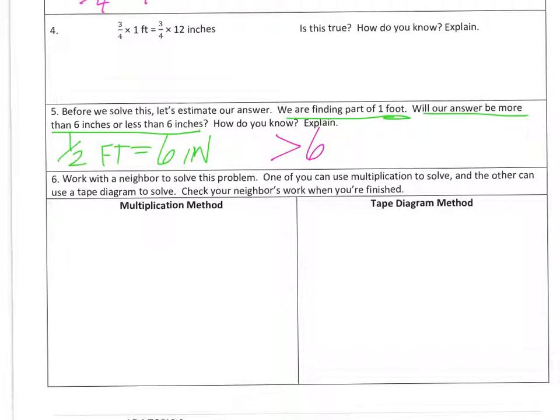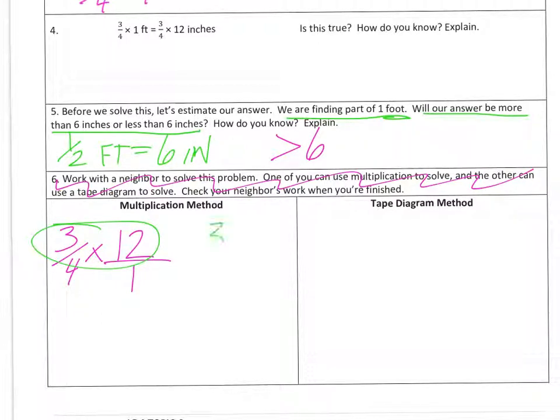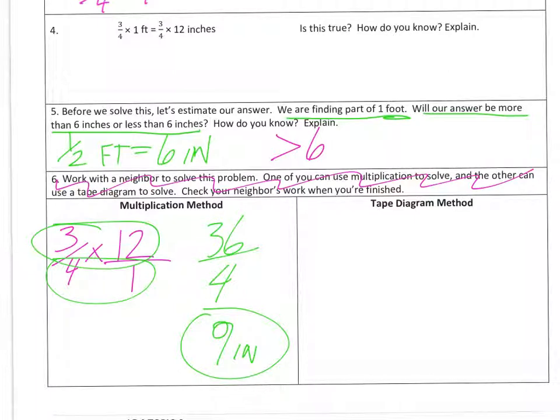For our multiplication method, we know the problem we're trying to solve is 3/4 times 12. Just to make that easy on ourselves, we think of it as 3/4 times 12 over 1. Go ahead and multiply across. 3 times 12 is 36. 4 times 1 is 4. How many times does 4 go into 36? 4 goes into 36 9 times. So 3/4 of a foot is 9 inches.